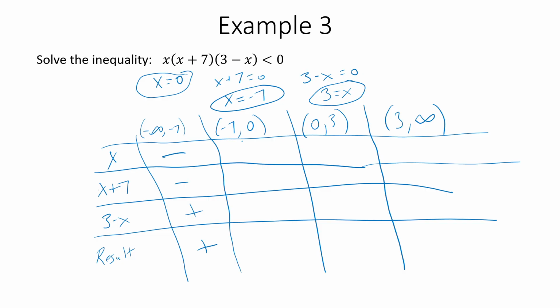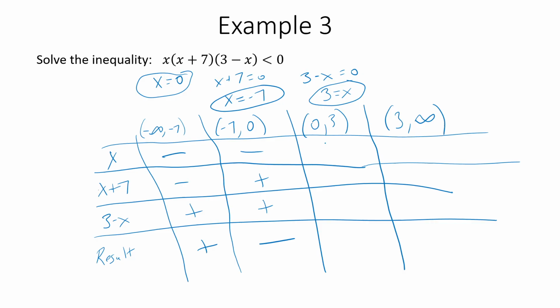Okay. How about between negative 7 and 0? What if I choose negative 1? Negative 1 here would be a negative for x. Negative 1 here would be a positive for x plus 7. Negative 1 here would be a positive for 3 minus x. So here I wind up with a negative times a positive, which gives me a negative.